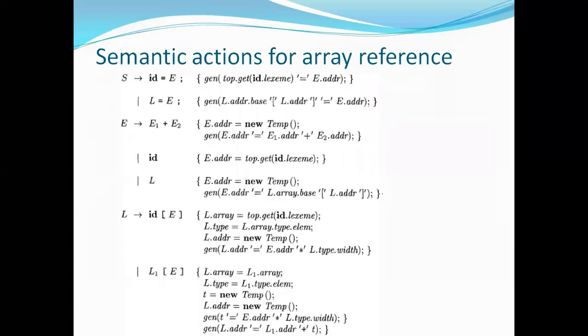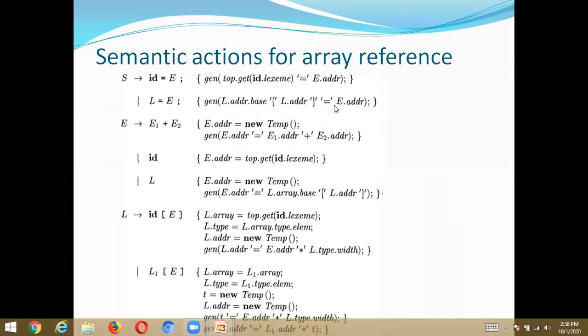And the next concept is about semantic actions for array references. After knowing the definition of the array, now we are writing the semantic actions for array references. Here my grammar consists of an array: L tends to ID of E. Everything is the same as in incremental translation and the three address code for expressions. But the extra thing we are going to learn in this concept is the semantic actions for the array references, right?